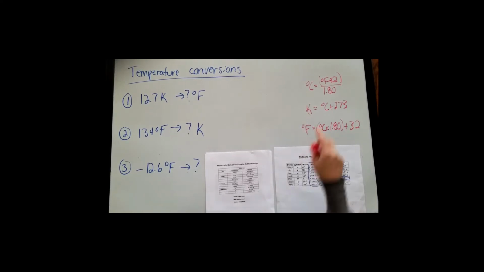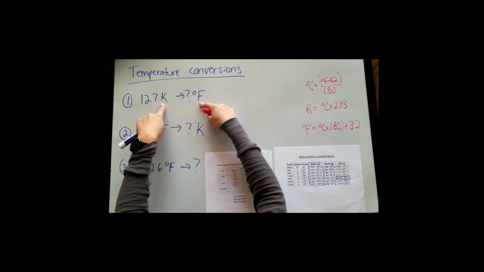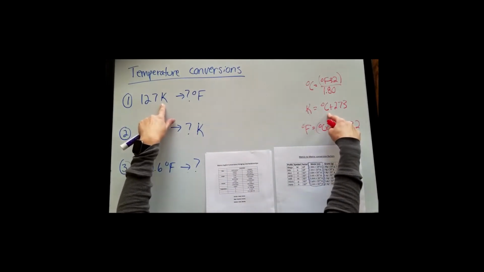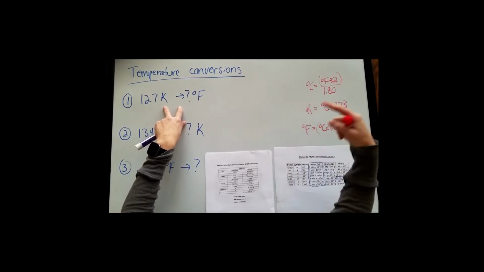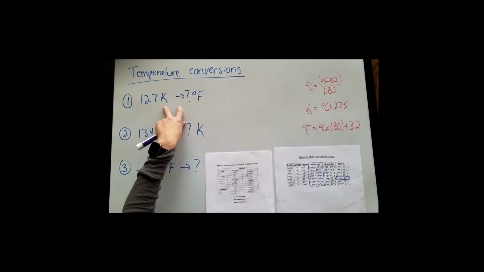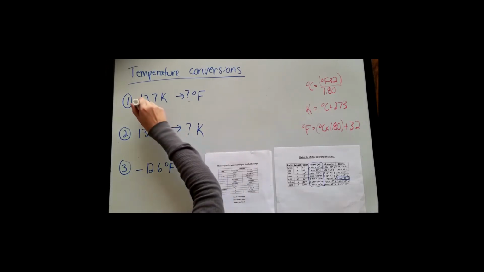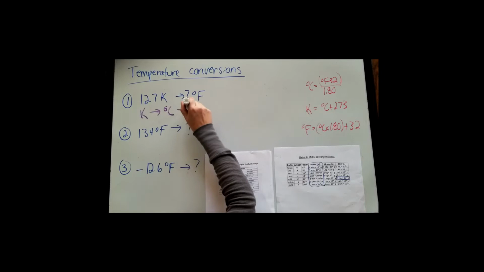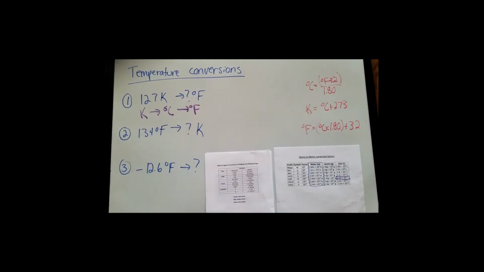Now notice, none of these equations go directly from Kelvin to Fahrenheit, right? Kelvin only goes to Celsius. So that's what makes this problem difficult: you're going to have to go to Celsius first and then go to Fahrenheit. Okay, so I'm going to write my plan. I'm going to go from Kelvin to degrees Celsius, and then I'll go from degrees Celsius to Fahrenheit. So I'm going to need two different equations.